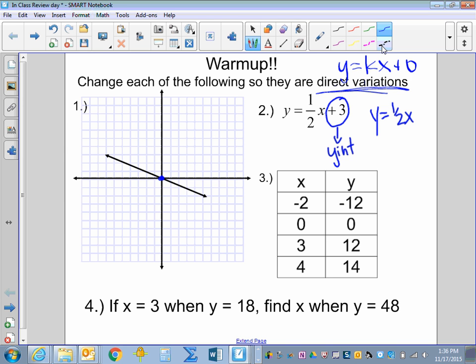Okay. Alright, so for my warm-up here, number 2, to finish it, if you change this to a direct variation, you need to simply make the y-intercept 0. So I need to take off my y-intercept.